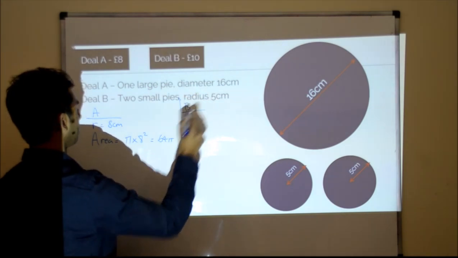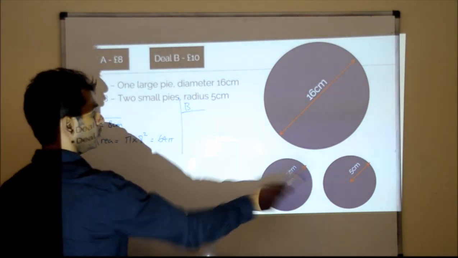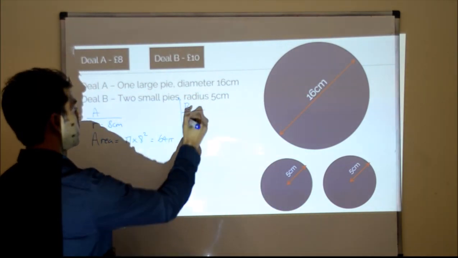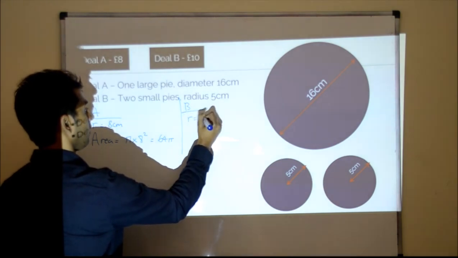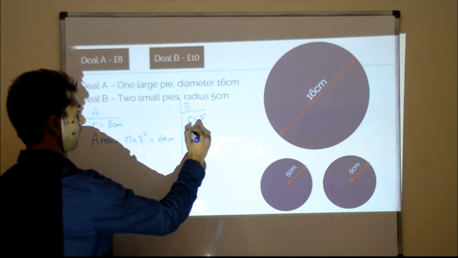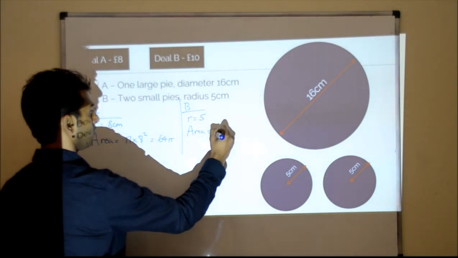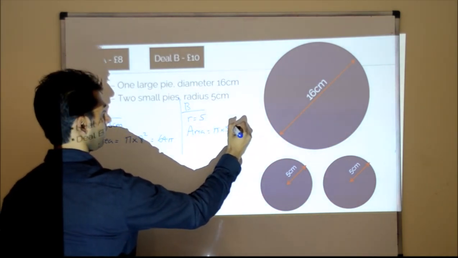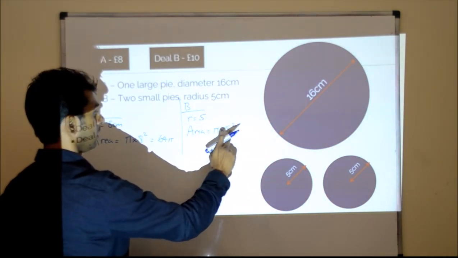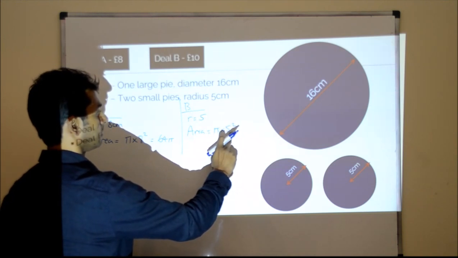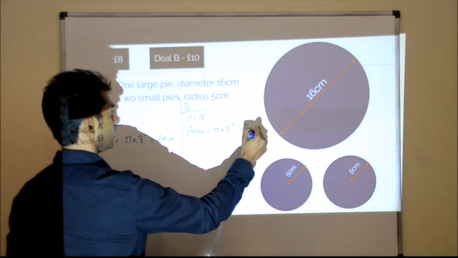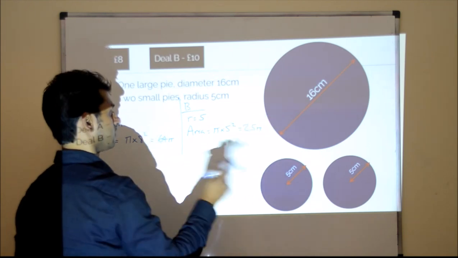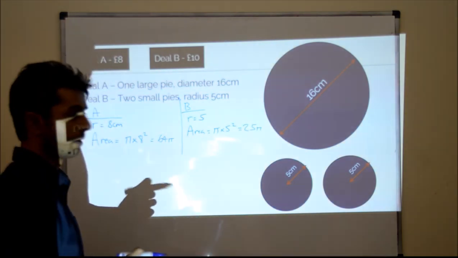Deal B. We'll get two pies, both with a radius of 5 centimeters. So we work out the area of these pies. Area is equal to pi times 5 squared. We know that 5 squared is 25, so this is going to give us 25 pi. Let's just leave it in terms of pi, because it's going to be easier to compare.